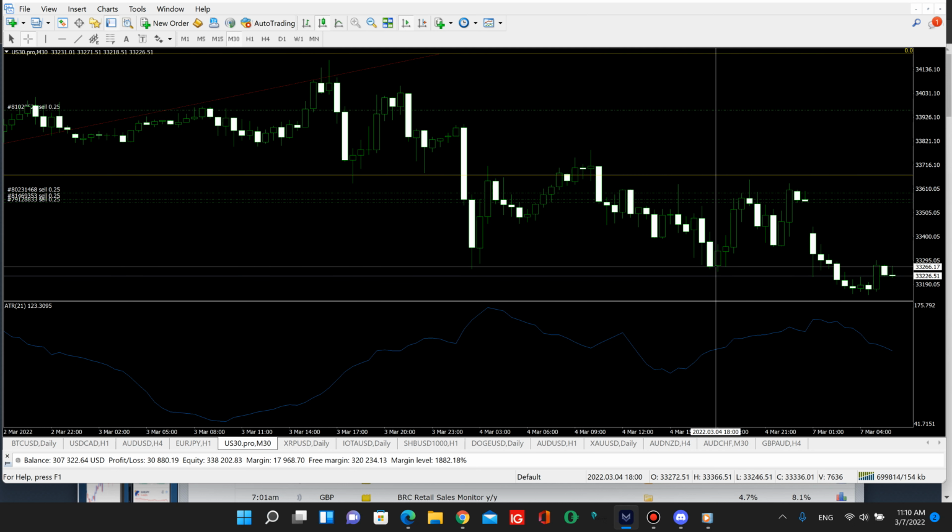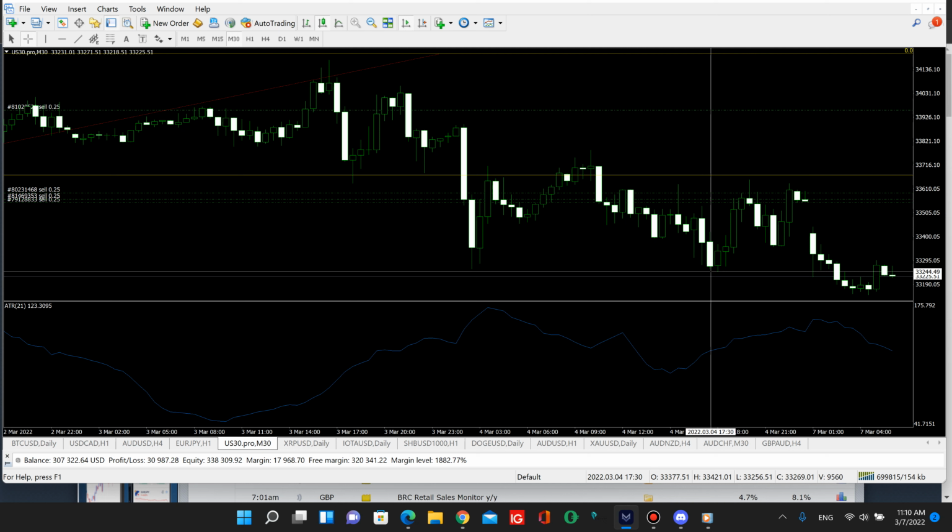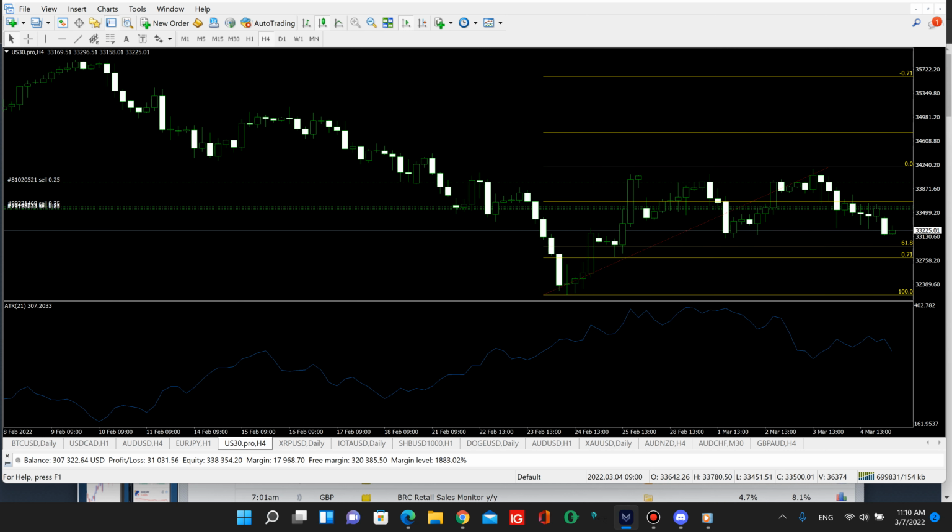And it did breach the support zone of 33,244, and we are looking to continue to take price down to the next target. When you step out to the 4-hour time frame, we can see the next target is actually going to be around 32,820, and then we're going to have target 3 at 32,287. So that's going to be the three targets for the shorter term.